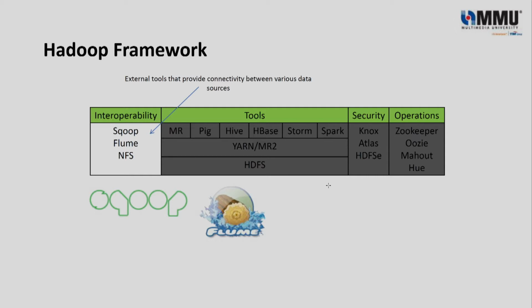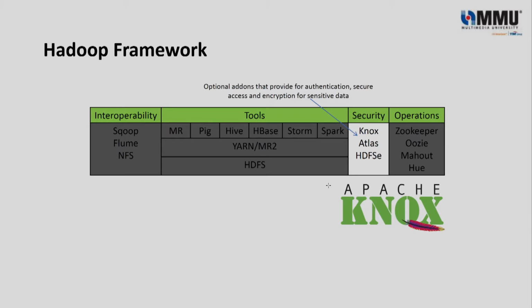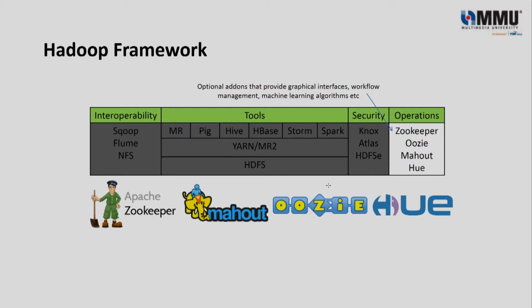If you need security, sometimes you don't want people to access certain data in Hadoop. You can harden your data through Knox or Atlas. Then you need some other frameworks to help you with the processing of data. So you have graphical interfaces such as Hue, workflow management such as Oozie, and so on. So this is more or less the Hadoop ecosystem.